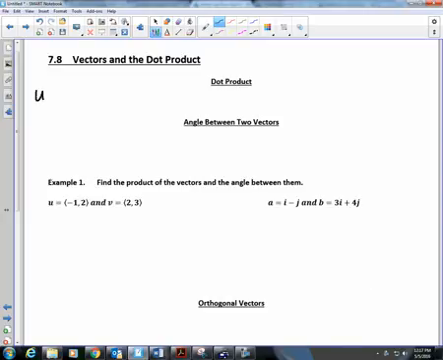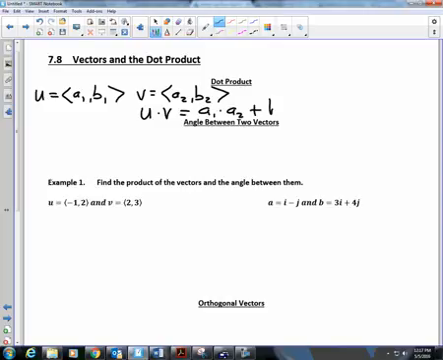If we have u is equal to a1, b1, and v is equal to a2, b2, then vector u times vector v is referred to as the dot product. And the way that we calculate the dot product is we take a1 times a2 and we add it to b1 times b2.